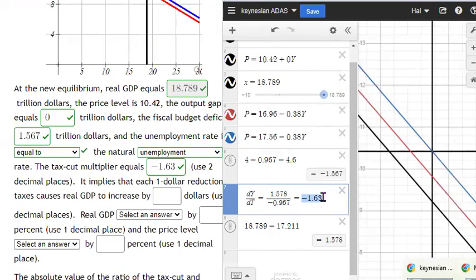Now, what does this imply? Well, I'm going to put this negative 1.63 over 1 because negative 1.63 divided by 1 is negative 1.63, right? So what this says, and I'm going to move the negative sign down here, 1.63 divided by negative 1 is a negative 1.63. So this is a $1 tax cut, right? This change in taxes is actually a decrease in taxes of 1. So for each $1 cut in taxes, GDP goes up by $1.63.